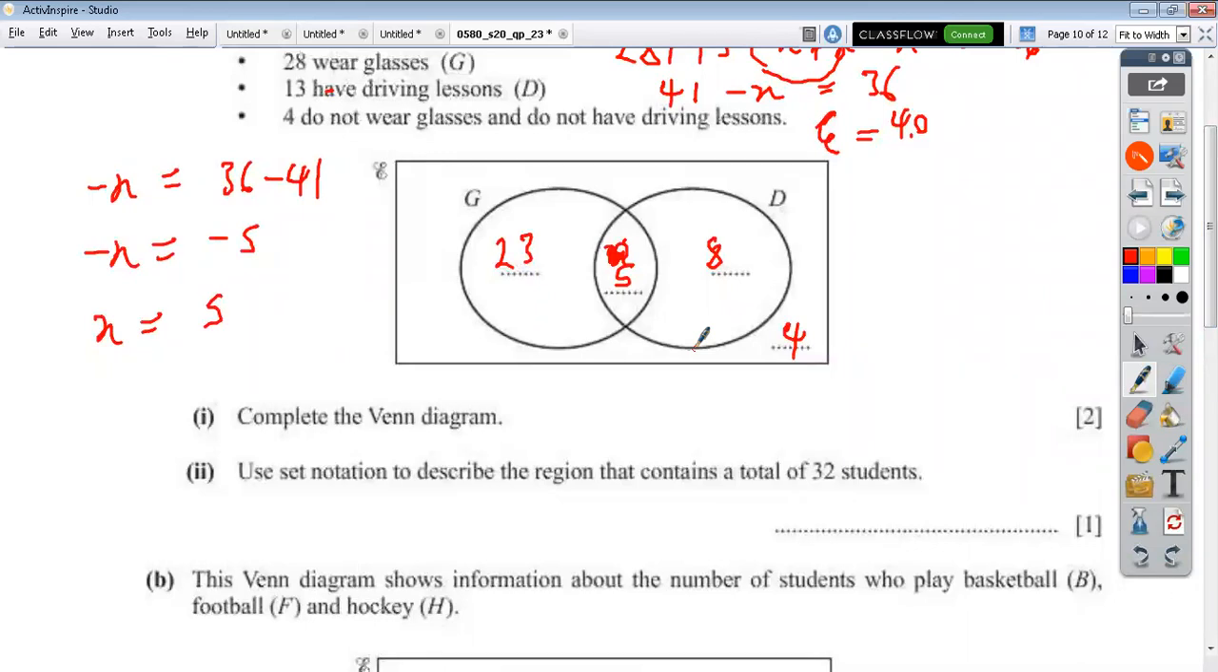What do we add? 23. 23 plus 5 plus 4. 20? 3 plus 5 plus 4. Yes, correct. So we need to exclude this region here.